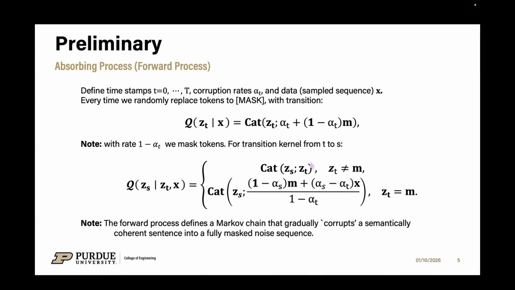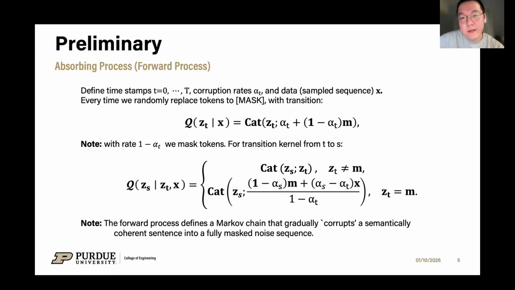Any other questions? Yes, I also have one question. How do you define this transition matrix? In the end, do you want to try to learn them, or do you define them beforehand? That's a good question. For the backward process, we need to approximate this forward process to learn the transition probability. Does that answer your question?